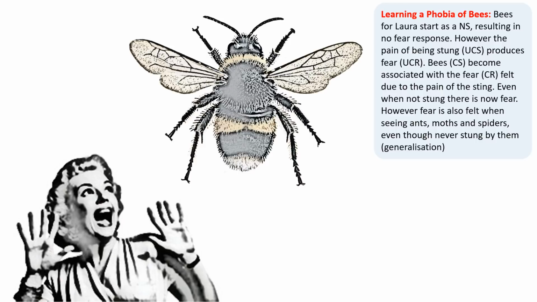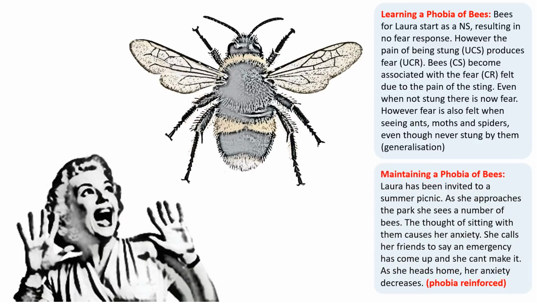Let's talk about maintenance. Another scenario, later in life: Laura's been invited to a summer picnic with her friends. She's been really looking forward to spending time with them, she hasn't seen them in a while. But as she gets to the park, she sees a number of bees floating around the bins. The thought of being surrounded by these bees starts to raise her anxiety, to the point where she calls her friends, says there's been an emergency at home, and she just can't make it.